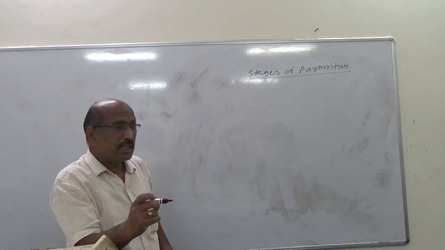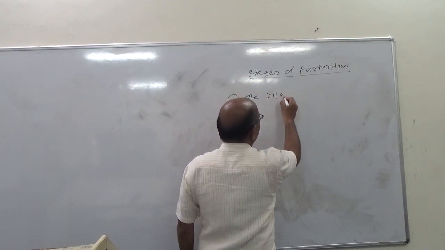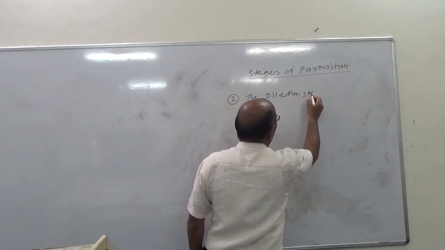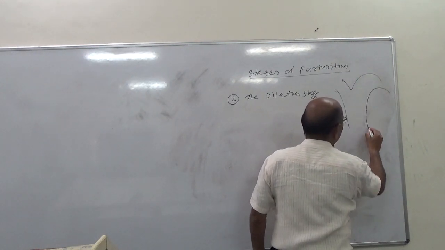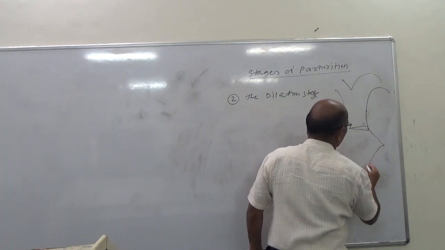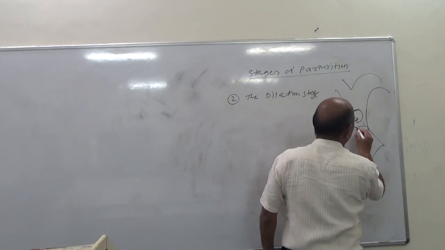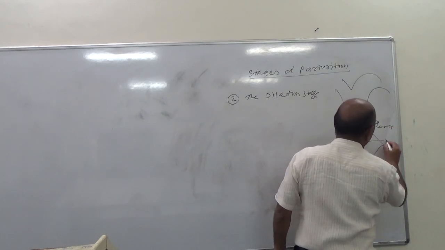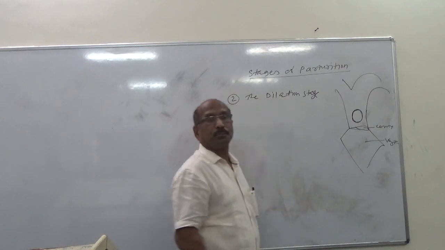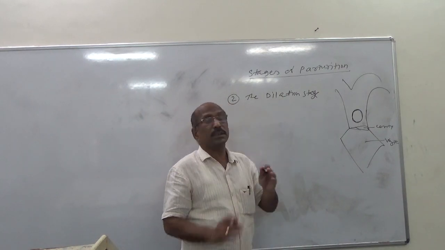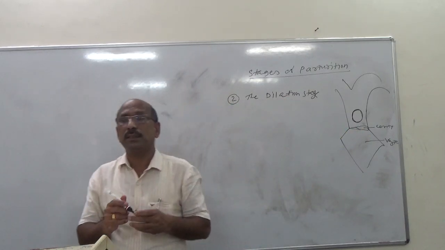The first is the preliminary stage. The second is the dilation stage. This is the female reproductive system. This is the uterus, this is the cervix, this is the vagina, and this is the fetus. The second stage is dilation, which means the cervix is open. The cervix is dilated.